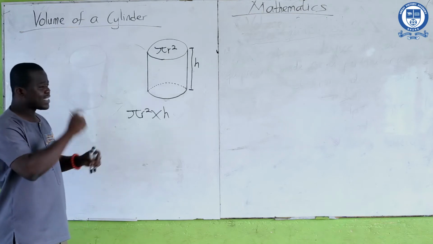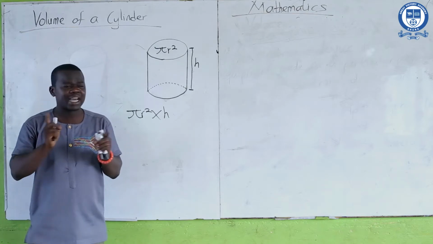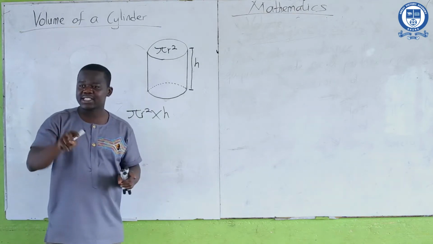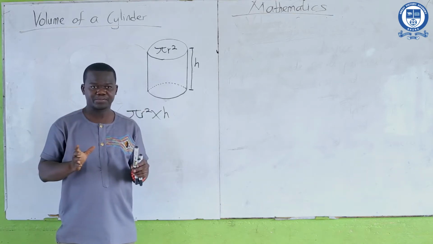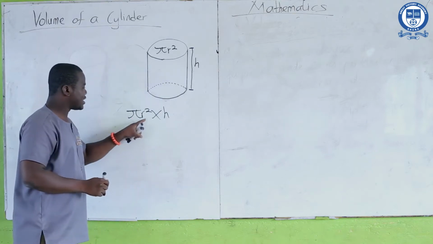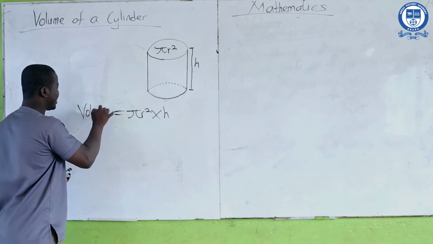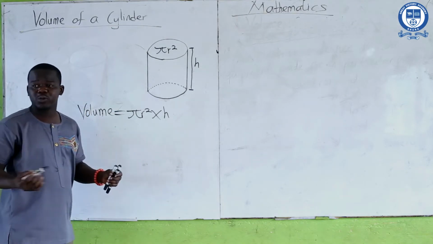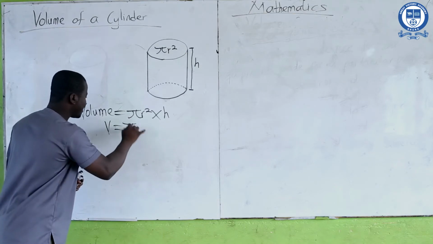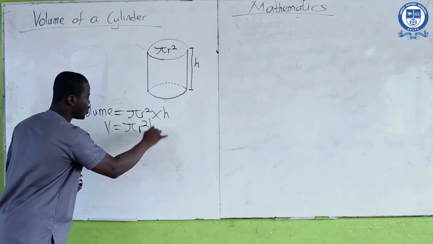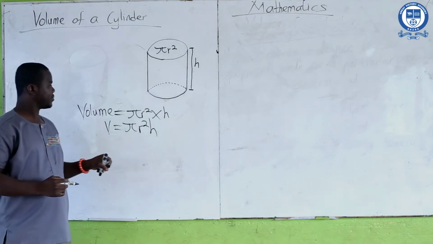Now, once there is a height, there is a third dimension. We learned that a circle is a two-dimensional figure, but now that there is a height, that means there is a third dimension. Thus, volume is a three-dimensional measurement. So, we now have pi r squared times h, and this we call the volume of the cylinder. So, simply put, our volume, let's say V, is simply going to be equal to pi r squared h, if you haven't forgotten your algebraic expressions you learned in year 1.